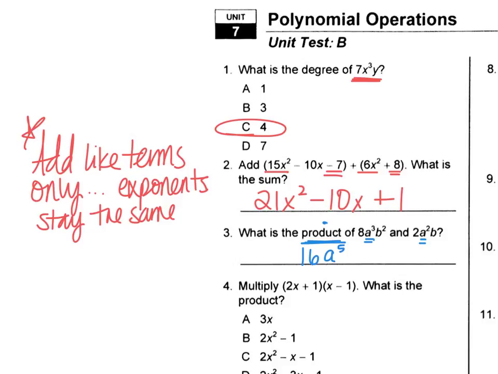And then b squared and ab is going to be b to the 3rd. Don't forget this b out here that doesn't have an exponent on it. If it helps you, write a 1, do it, because you want to make sure you get that right.